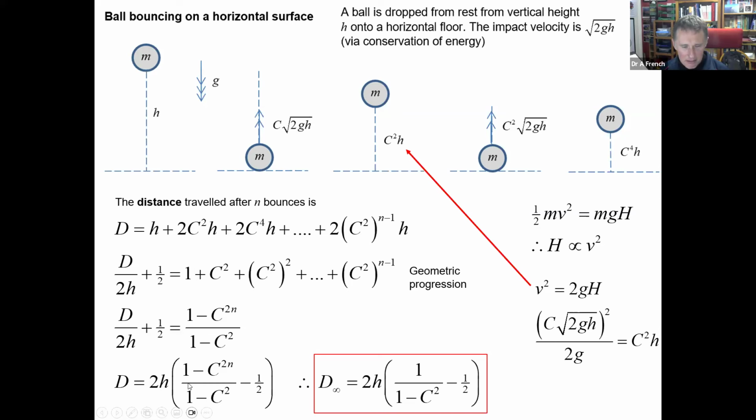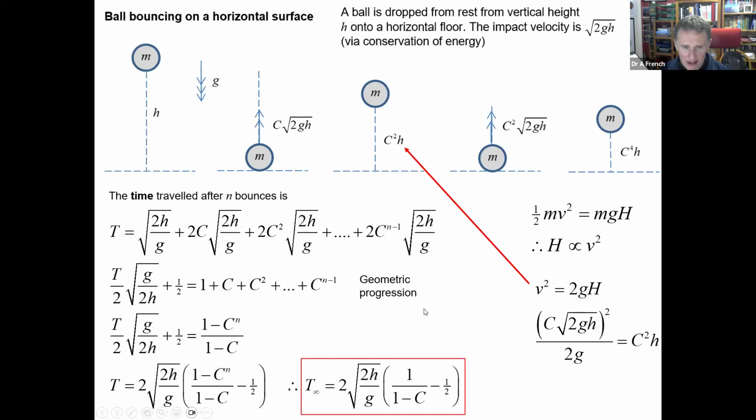But if you can cope with that complexity, you've got a description for your distance travelled as a function of the number of bounces. And because it's an infinite series, you can work out exactly how far it will travel, based on h, your initial drop distance, and your coefficient of restitution, which is rather nice. And in fact, however, the time is probably a bit more interesting.